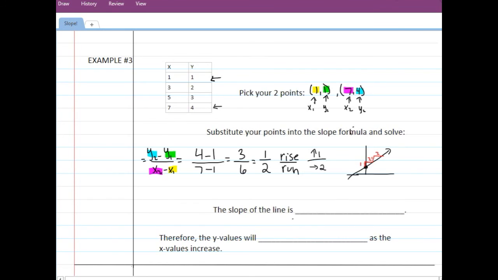Okay? So since 1/2 is a positive number, the slope of the line is positive. Therefore, the y values will increase as the x values increase.